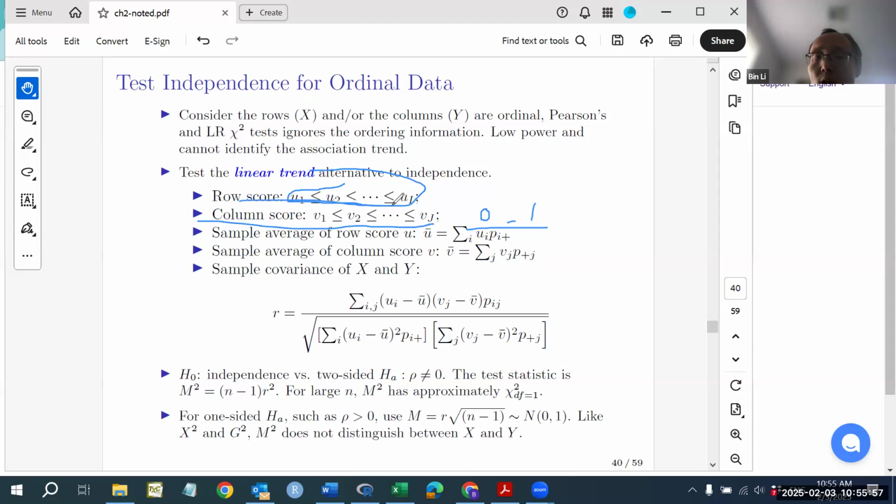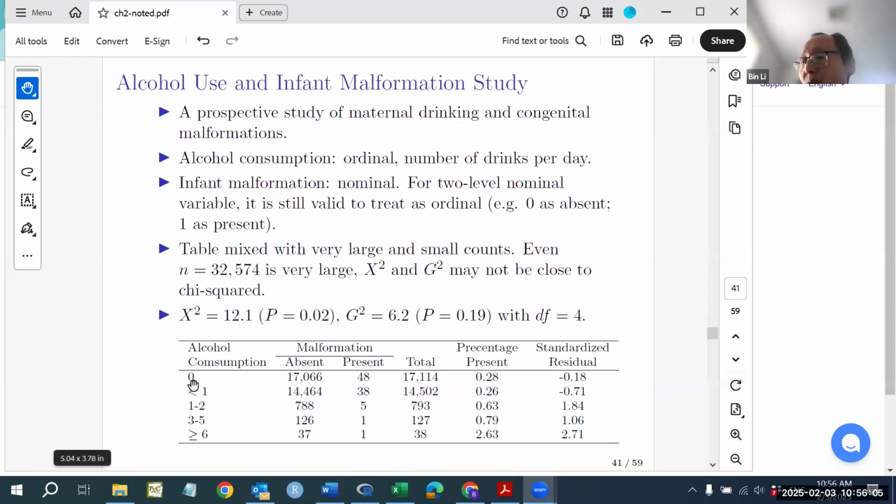But for the row scores, how do we assign that? In this case, what we can do is assign the midpoint of the range. Like here, for the 0 one, of course we can assign 0. That's a very natural score for the group 0, right? For this one, we can use 0.5. How about that? Because this is between 0 and 1. Let's just use the midpoint, right? What about this one?